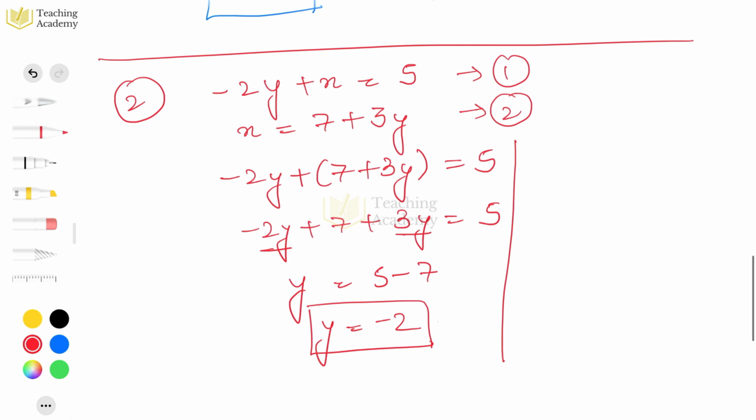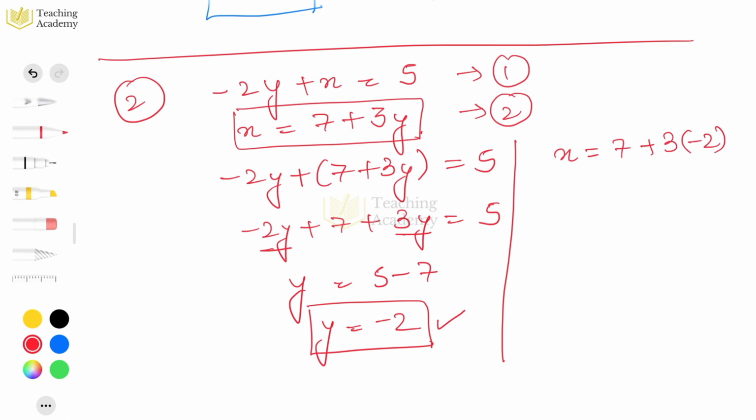Now I am putting this y solution in the second equation because I plugged that equation into the first one, right? You're not going to use the same equation twice, so that's why I'm taking a different one here. So it's 7 plus 3 times negative 2, which is going to give you 7 minus 6, which is 1. So these are the solutions. I hope you understand this method. This is a very easy method to understand, right?